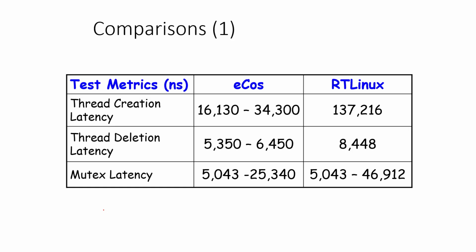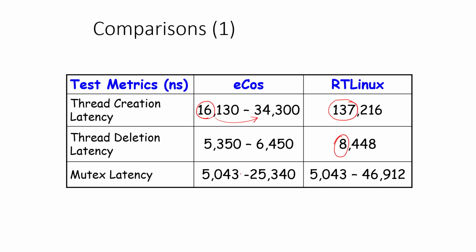So if I were to compare eCos and RT Linux, thread creation latency, let me quote my numbers in microseconds. In RT Linux, it's 137 microseconds. Here it is much, much smaller. It is 16 to 34 microseconds. Similarly, thread deletion latency is 5 to 6 microseconds, slightly more in RT Linux.